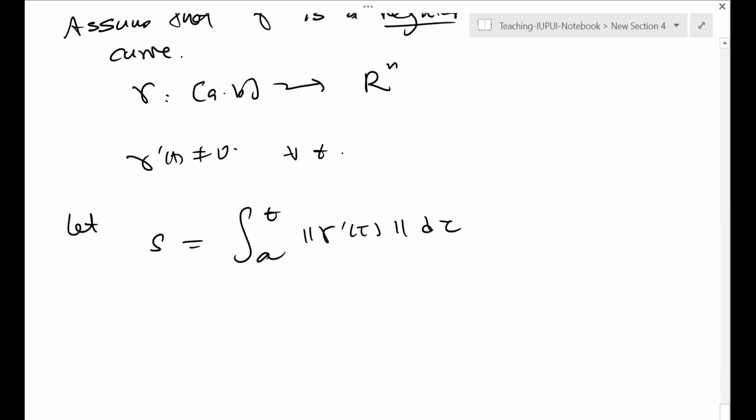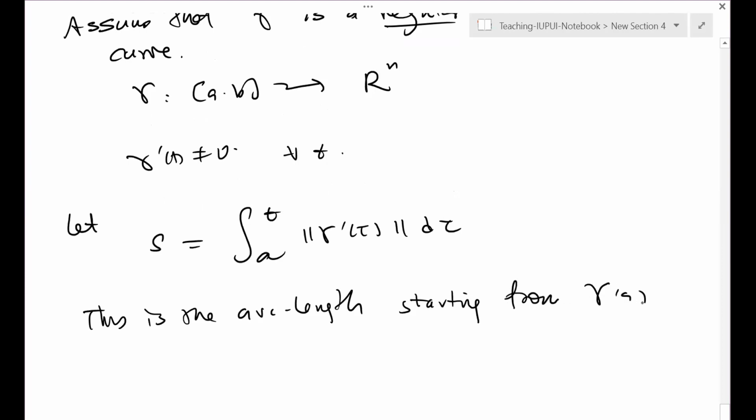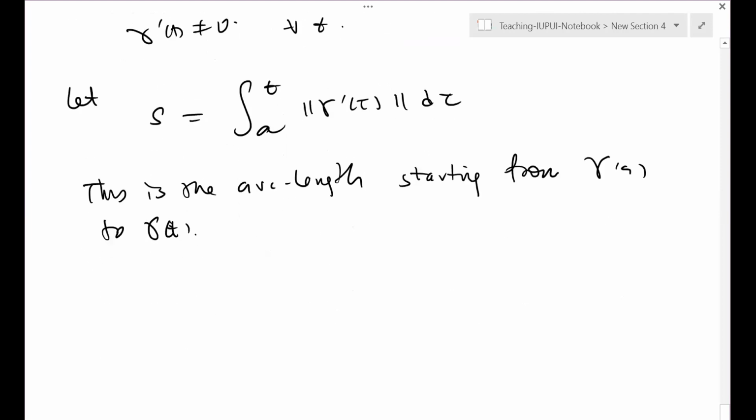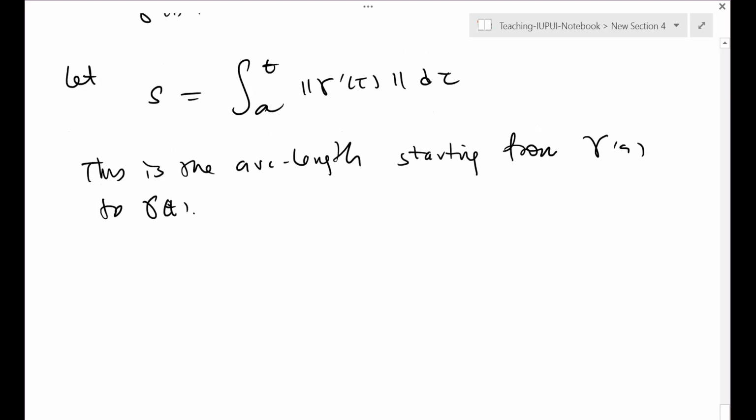All right, so this is what you get. Well, this is the arc length, right? Starting from gamma A to gamma T. All right, so this meaning is clear, right?